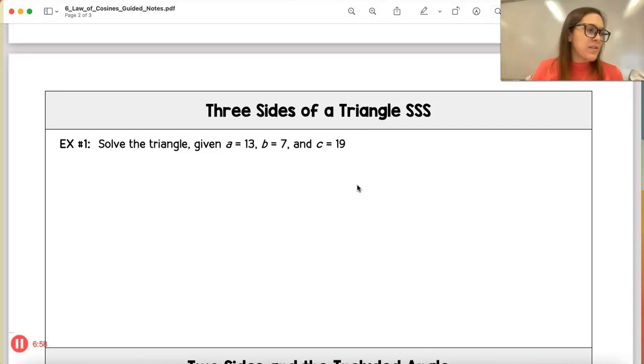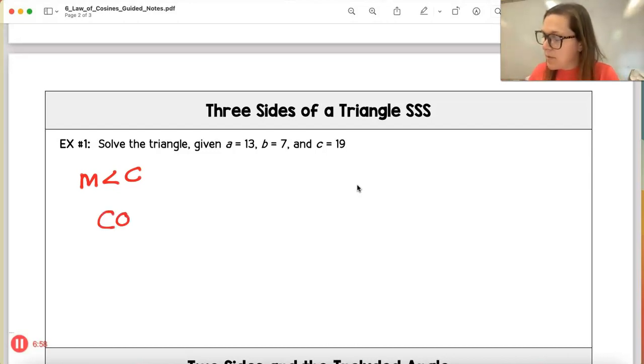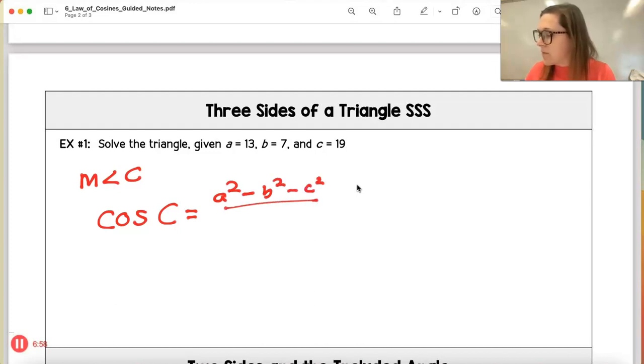Okay, so here we go. Let's just start working. We're given all three side lengths, so let's go ahead and solve for one of the unknown angles. I'm going to go for the measure of angle C first. So I'm going to be doing a cosine of C is equal to, and maybe I'll just write it out first, a squared plus b squared minus c squared all over 2ab is what you would get, right?